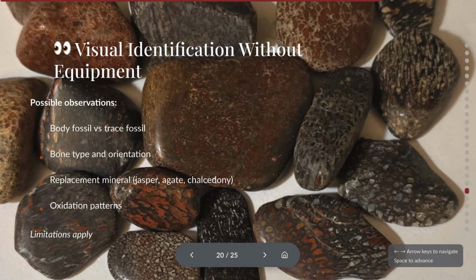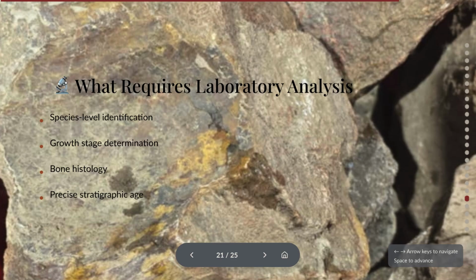Visual identification without any equipment. Possible observations: body fossils versus trace fossils, bone type and orientation, replacement minerals, jasper, agates, chalcedonies, and oxidation patterns. Limitations apply for a visual examination. What requires laboratory analysis? Species-level identification, growth stage determination, bone histology, and the precise age of the fossil.